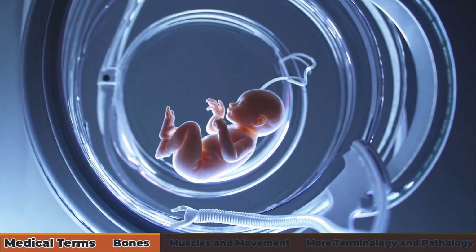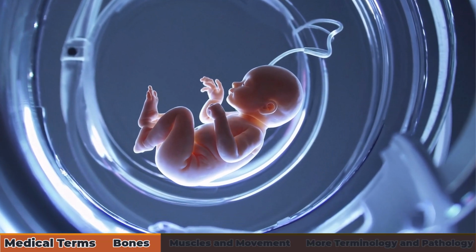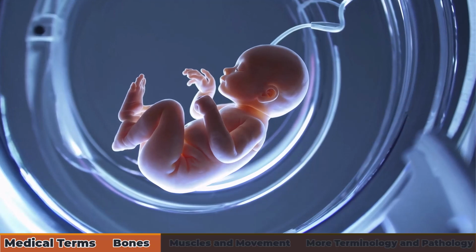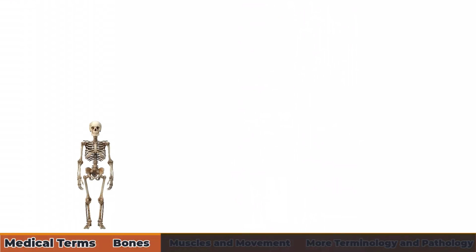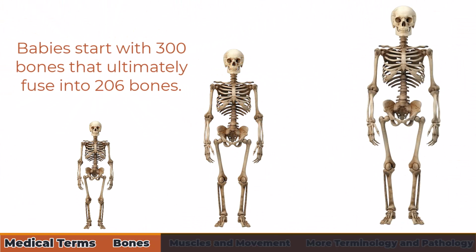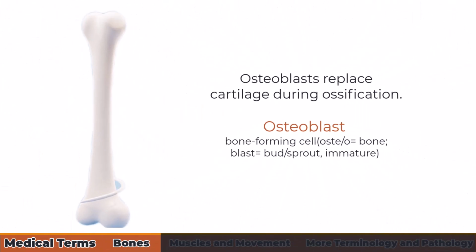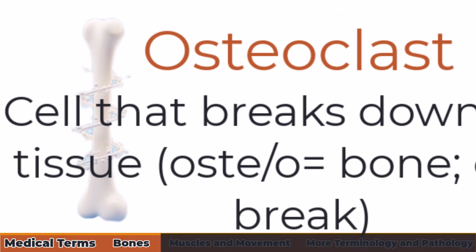In utero, a fetus's bones are made of cartilage, but as the fetus gets closer to gestation, the cartilage hardens and becomes bone. Did you know that babies start with 300 bones? By the time they're 18 years old, they fuse into 206 bones. That's amazing! Osteoblasts are immature bone cells that build new bone tissue, replacing cartilage during ossification.